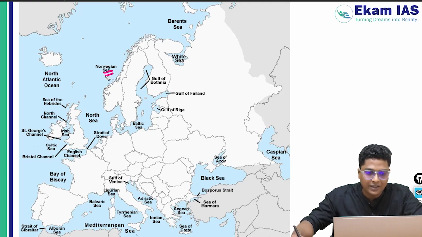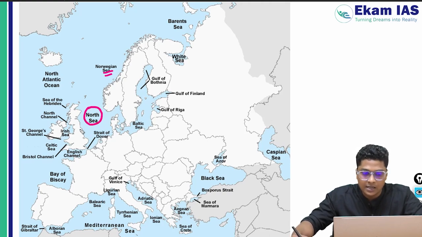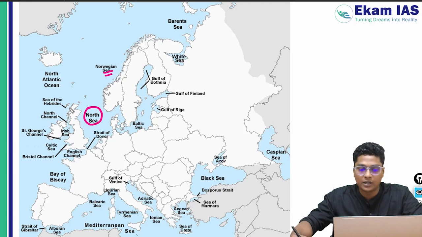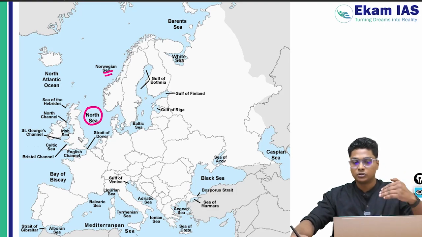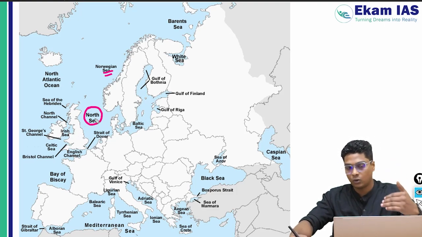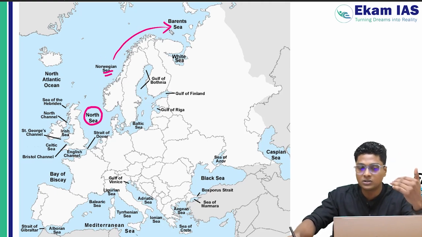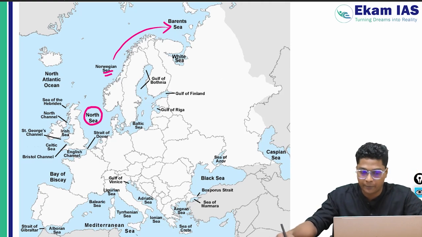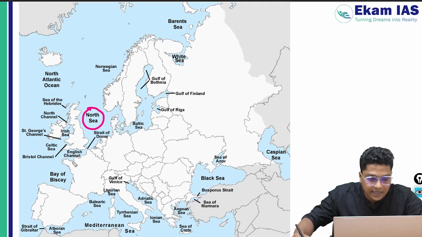After the Norwegian Sea comes the North Sea. Mostly these names are given by the European countries, predominantly the UK. You can see it is towards the north of the UK, so remember it that way: north of the UK we have the North Sea. Further north of that we have the Norwegian Sea. As we go further towards the north, we have the Barents Sea located here. This is the North Sea, and this is France, this is the UK.